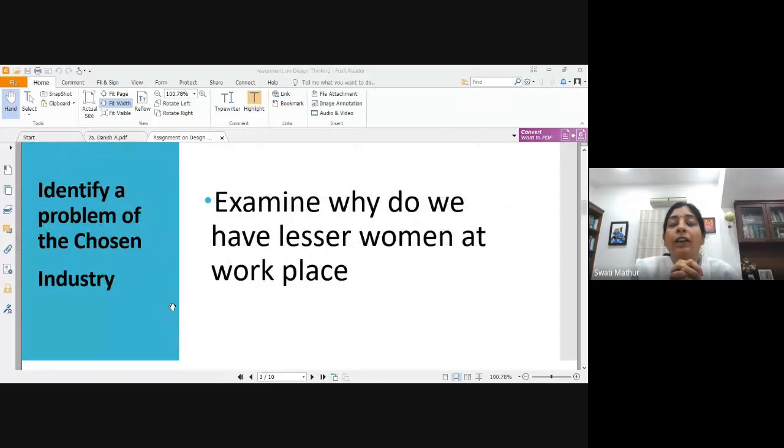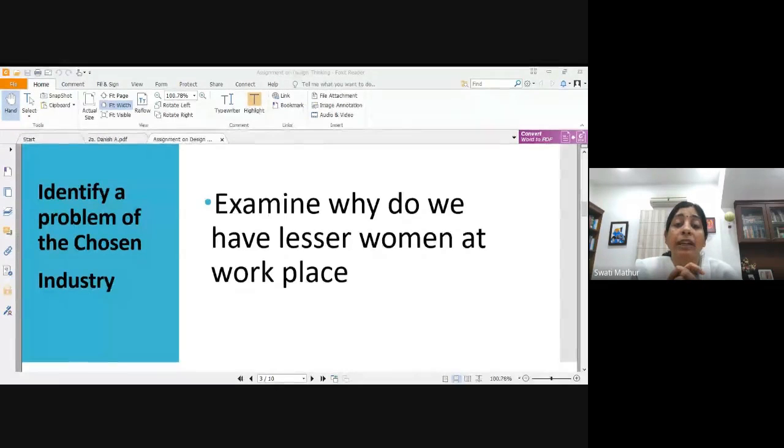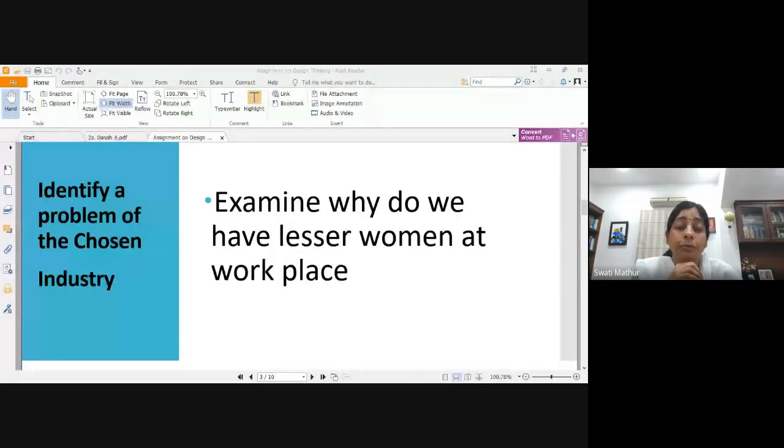So we see that though 50% of the population are women, most of them are not able to reach higher positions or their optimal potential. It is not only in India, but all over the globe, even in Western countries. So the problem we have chosen is to examine why we have fewer women at the workplace.